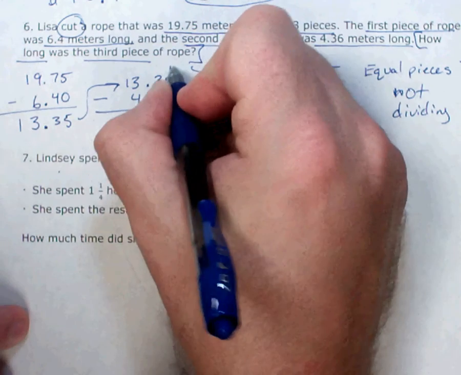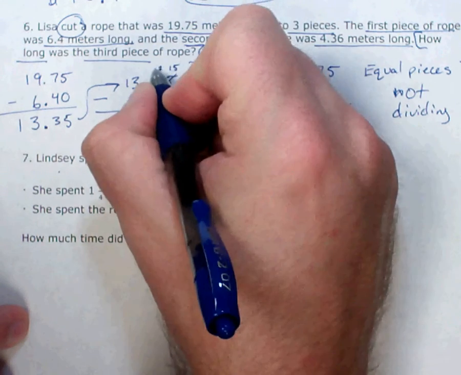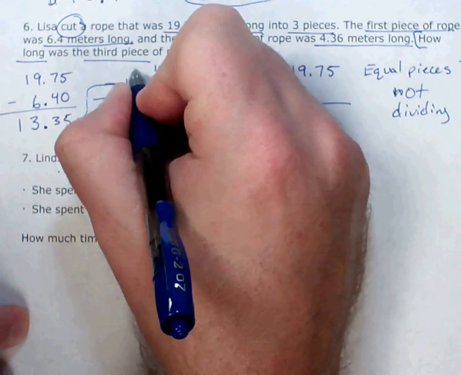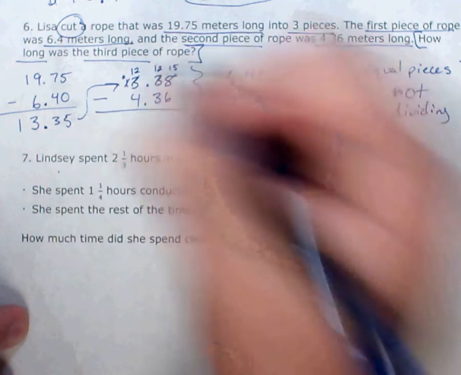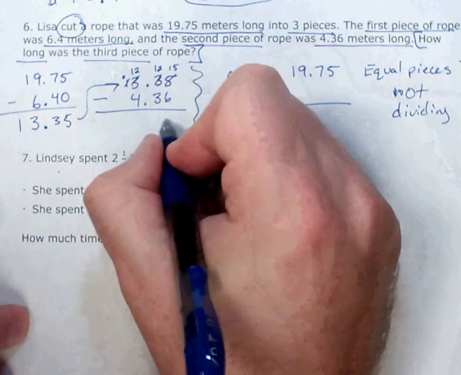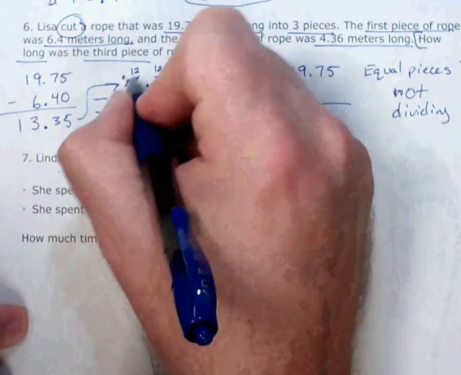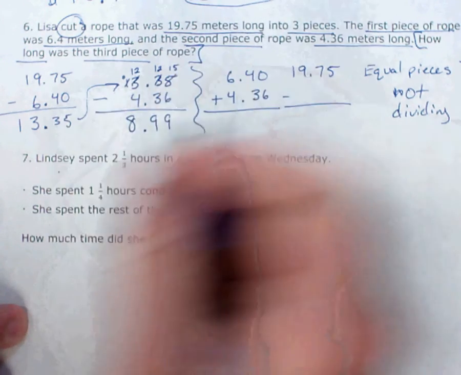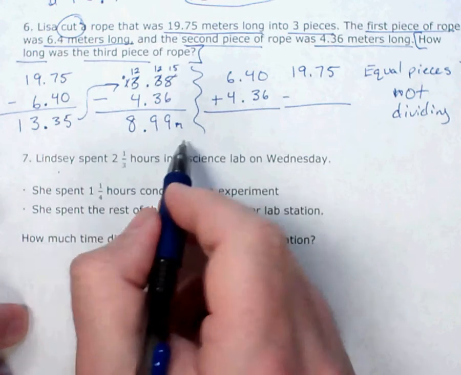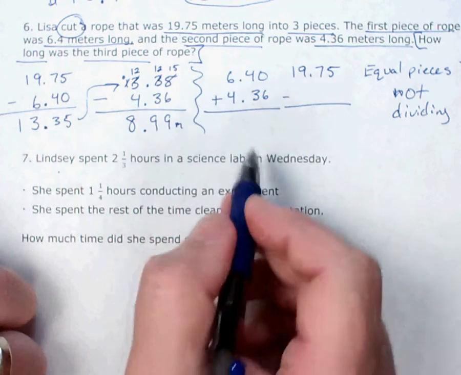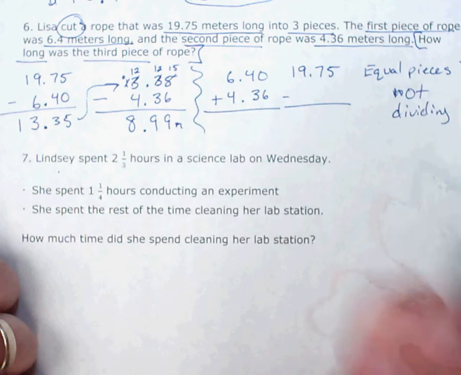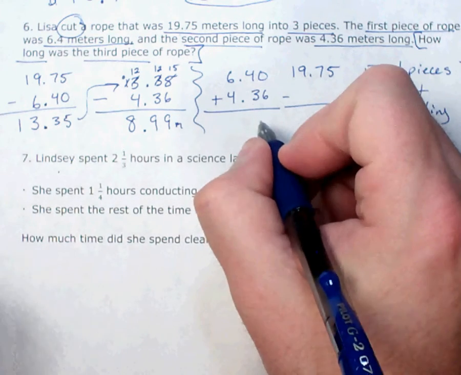All right. Fifteen minus 6 is 9. 12 minus 3 is 9. 12 minus 4 is 8. And so my first response gives me 8.99 meters. Well, since I've already gone to all the trouble of getting this set up, I think I'll try it this way and see if I get the same answer.